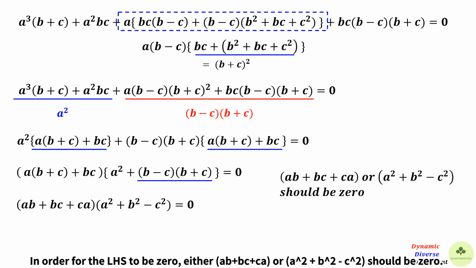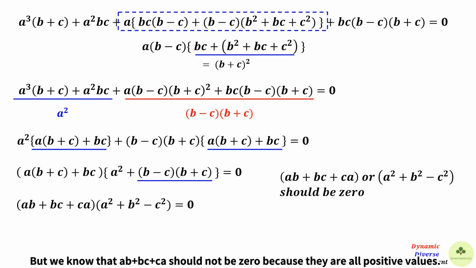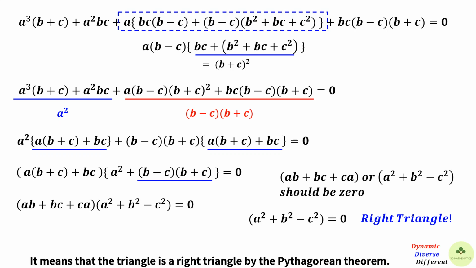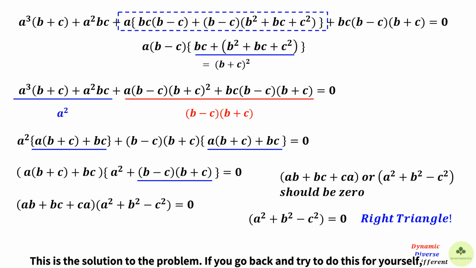In order for the left-hand side to be 0, either AB plus BC plus CA or A squared plus B squared minus C squared should be 0. But we know that AB plus BC plus CA should not be 0 because they are all positive values. So A squared plus B squared minus C squared should be 0. It means that the triangle is a right triangle by the Pythagorean theorem. This is the solution to the problem.